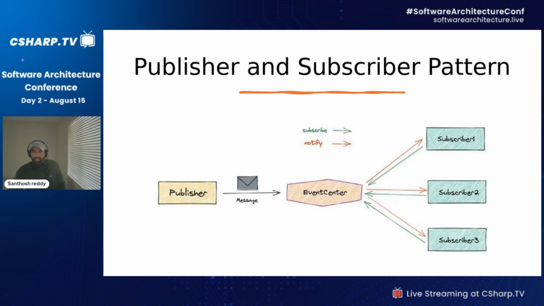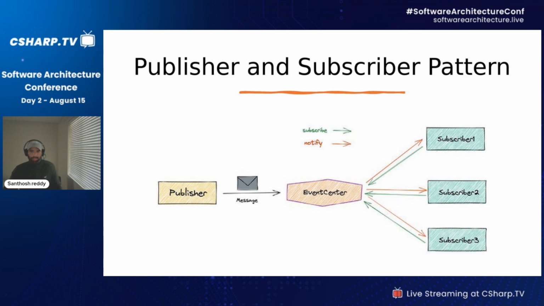And the next one is the publisher and subscriber pattern. Most distributed systems, in one way or the other, use the pub/sub model, where it actually decouples your systems. You don't have to worry about who is your publisher or who is your subscriber. Some information is published into the event center or event broker, which handles all the messages coming in.